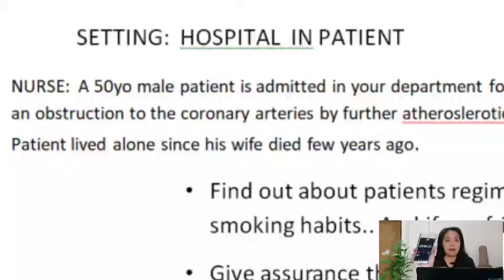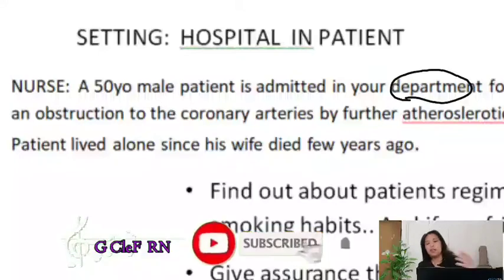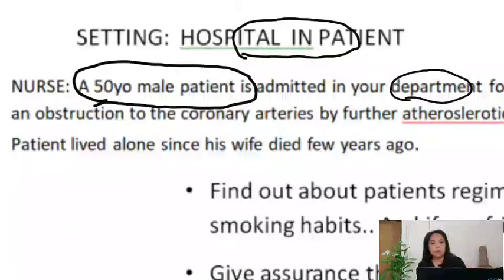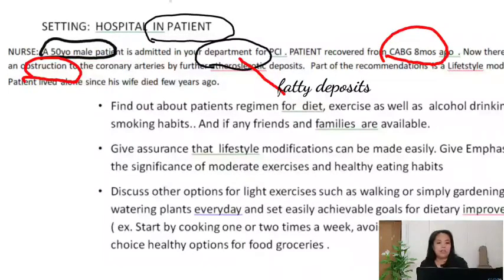Scrutinizing the role play card now. At first we know that the patient is in our department, so it's an inpatient hospital setting, a male patient, 50-year-old. So we know already who our patient is. It means our interviewer will be a 50-year-old male patient. Here it's important to highlight that he had recovered from CABG 8 months back, but the main problem is that there is again an obstruction to the coronary arteries by atherosclerotic deposits. So the deposits will be fatty deposits that we can explain.